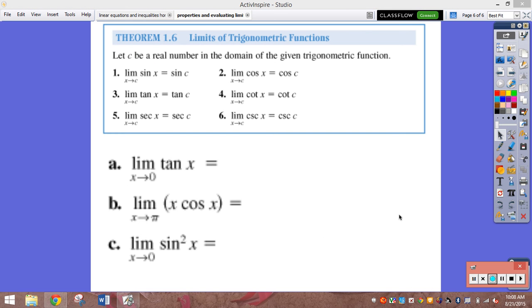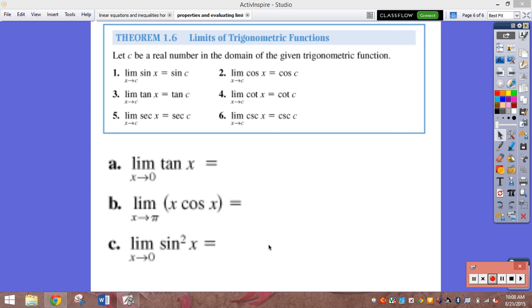And as seen in the properties video, trig functions work the same way. You would just do direct substitution. And so this would equal tangent of 0, this would equal pi times cosine of pi, and this would equal sine squared of 0. And of course, you would have to know what those trig values are. You would have to have them memorized as well.